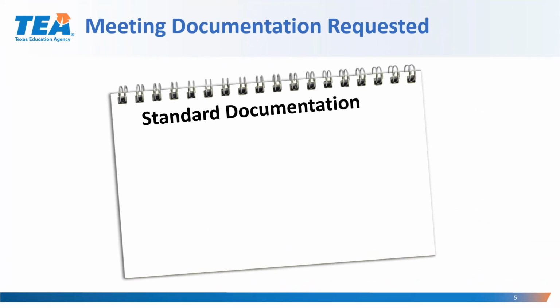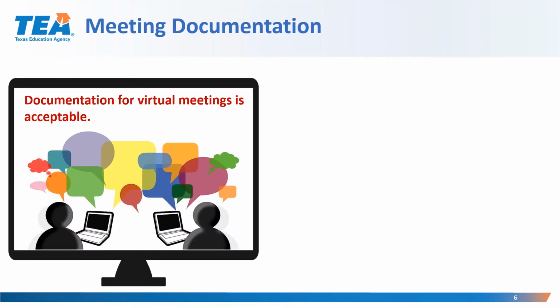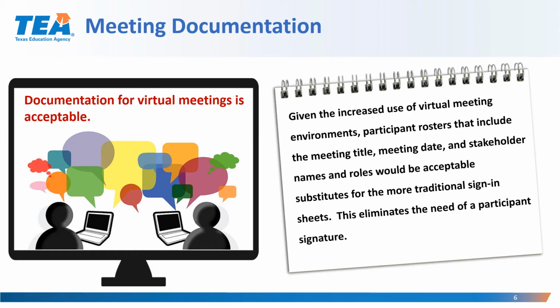If meeting documentation is to be provided for any requirement, please consider the following. The standard meeting documentation that an LEA should maintain locally includes the following: meeting agendas, meeting notes or minutes, and sign-in sheets. Documentation for virtual meetings is acceptable. Given the increased use of virtual meeting environments, participant rosters that include the meeting title, meeting date, and stakeholder names and roles would be acceptable substitutes for the more traditional sign-in sheets. This eliminates the need of a participant signature.